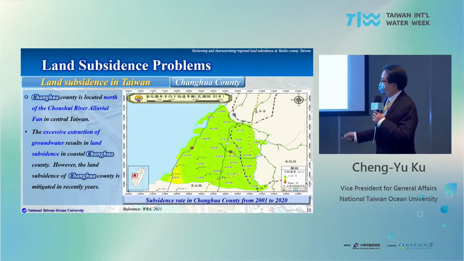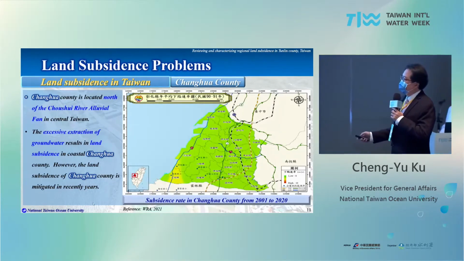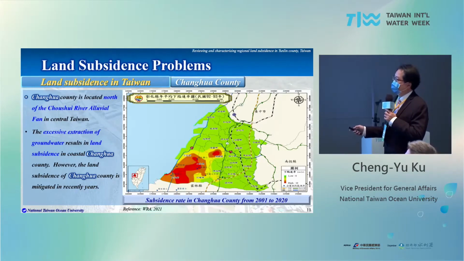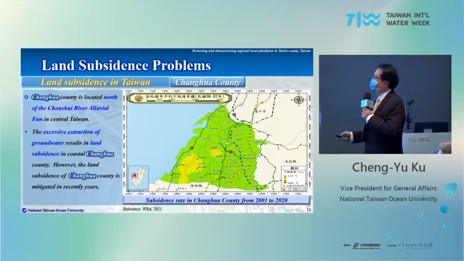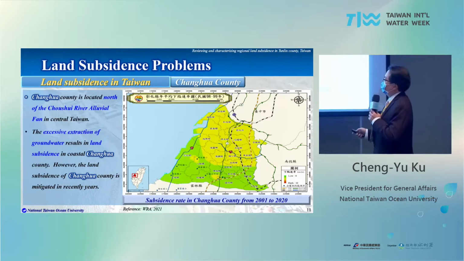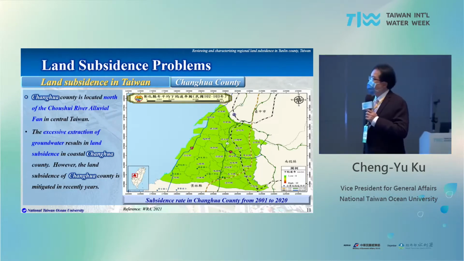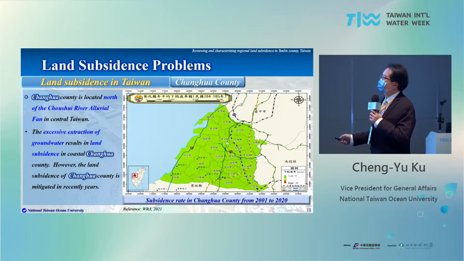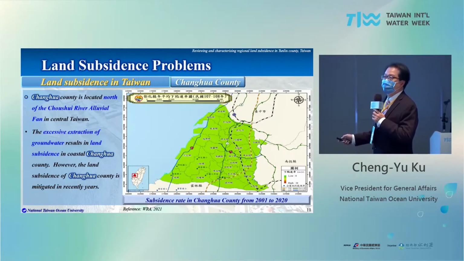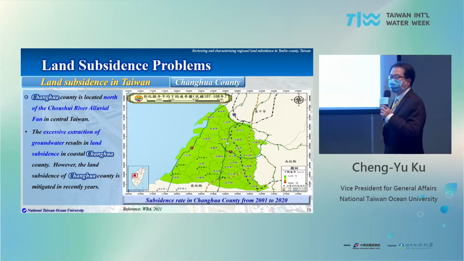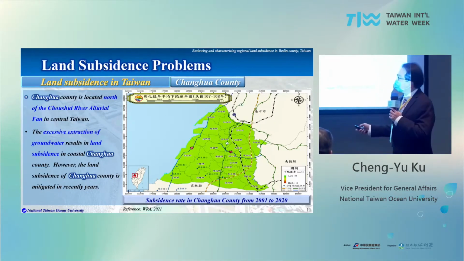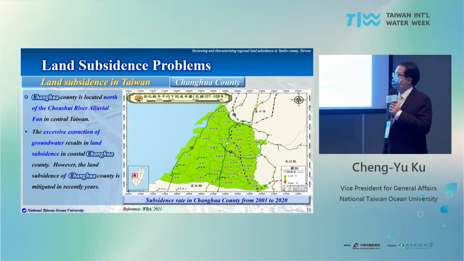And this picture demonstrates the subsidence rate in Zhanghua County in the past 20 years. As we can see, in Zhanghua, the most serious area is around Dacheng County. But the good news is that, although the overuse of groundwater resulted in land subsidence in Zhanghua County, the land subsidence rate of Zhanghua has been mitigated in recent years. So we are currently trying to find out the reason for the mitigation of land subsidence.